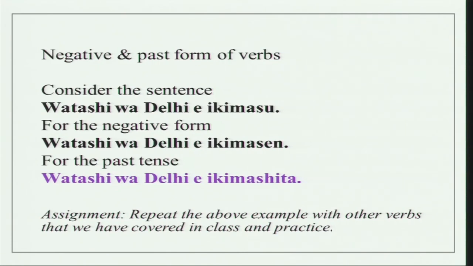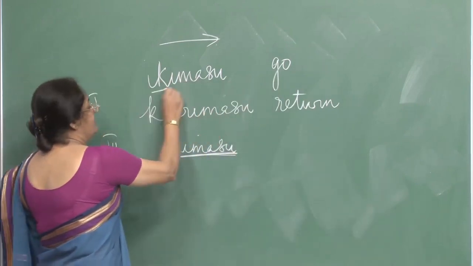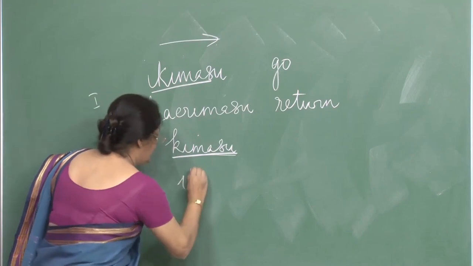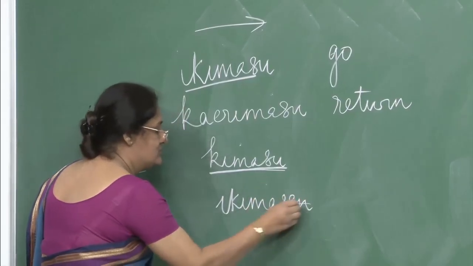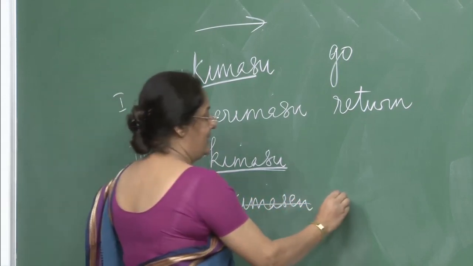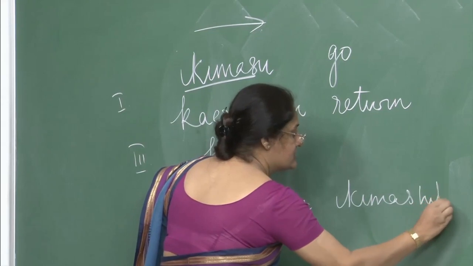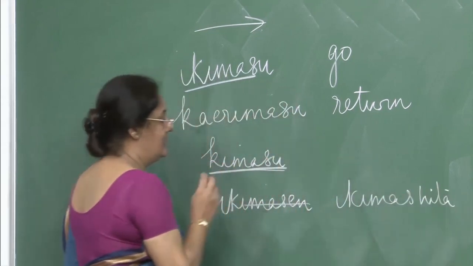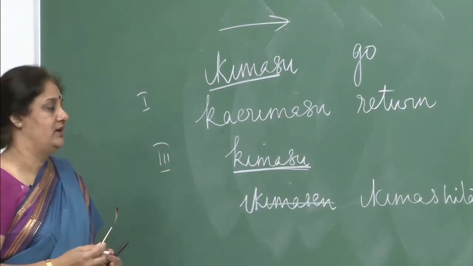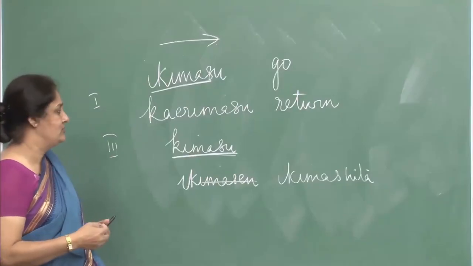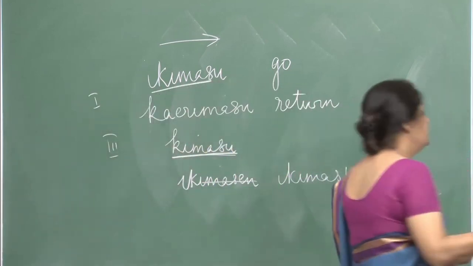As I told you over here, ikimasu, ikimasen. And of course, once you remove masen for past, you can put ikimashita. So, watashi wa Delhi e ikimashita. I went to Delhi.